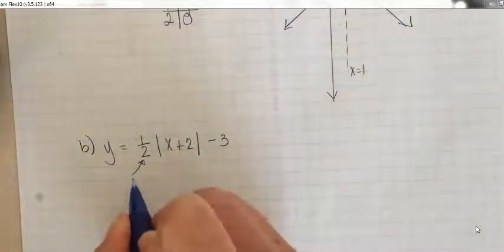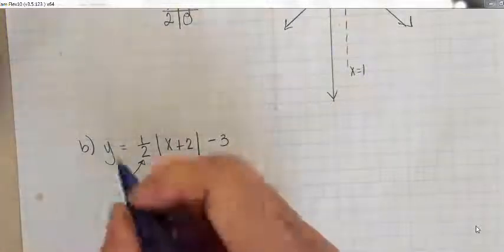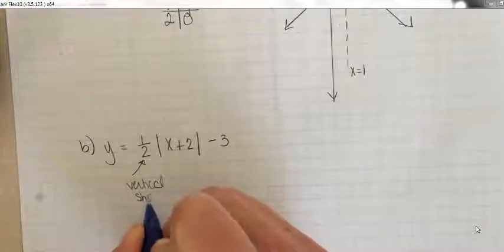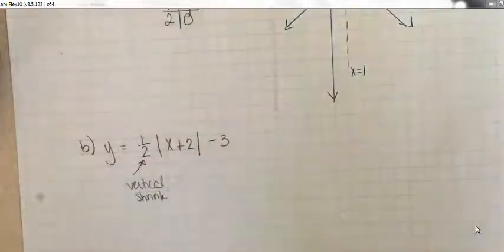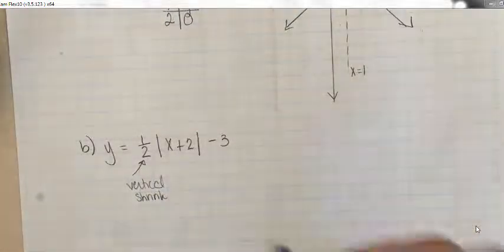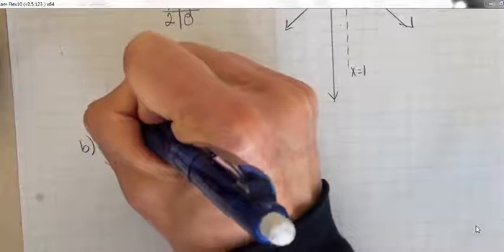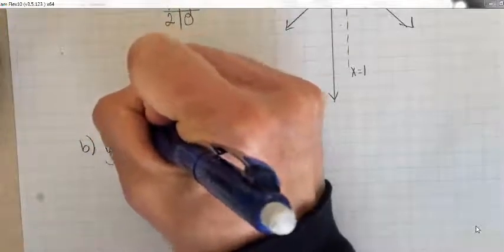Because A equals 1/2, or the absolute value of A equals 1/2, this is going to be a vertical shrink. So my graph is going to look fatter than my parent graph. Also notice that right here, this is positive, right? There's no negative sign there. It's positive, so we know that it opens up.